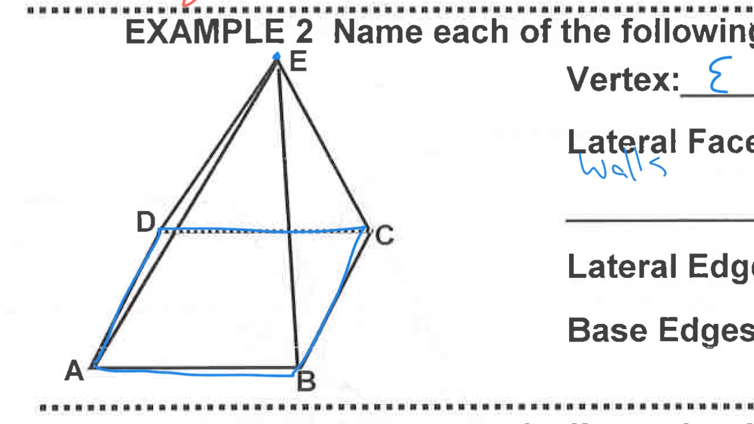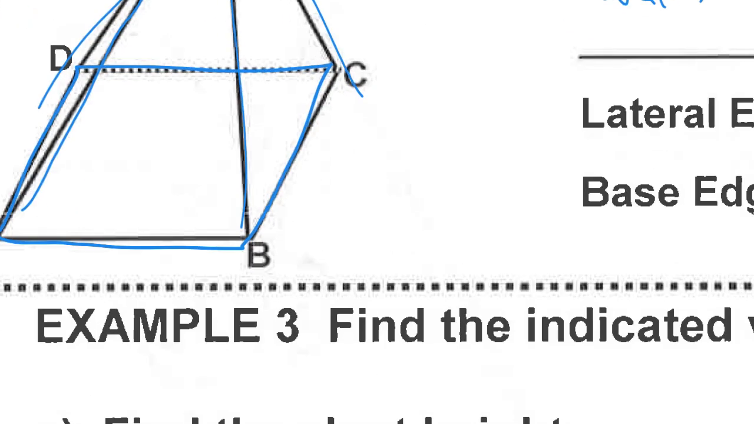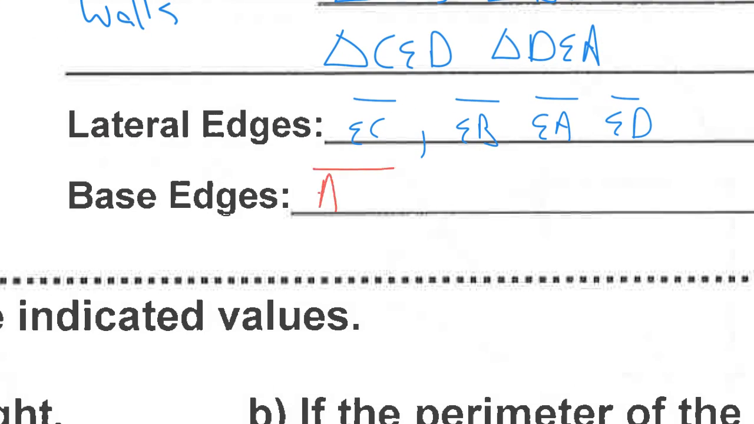Lateral edges, guys, the lateral edges all intersect with that vertex point. So I have segment EC, segment EB, segment EA, and segment ED. Now those can all be flipped. It could be CE or BE, as long as they all have the E in it. And then the base edges. Well, I kind of already outlined those a minute ago, but here they are. There's 1, 2, 3, 4 of them. Let's see, I've got edge AB. I've got BC, CD, and DA.